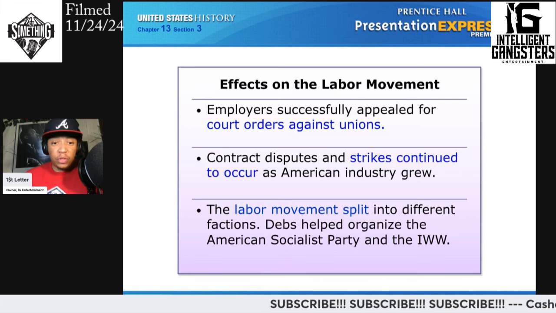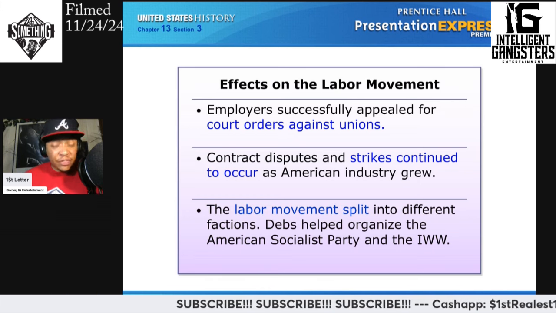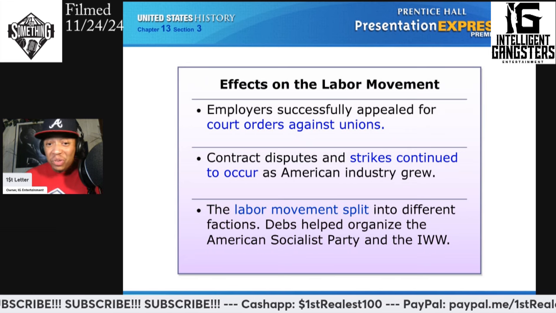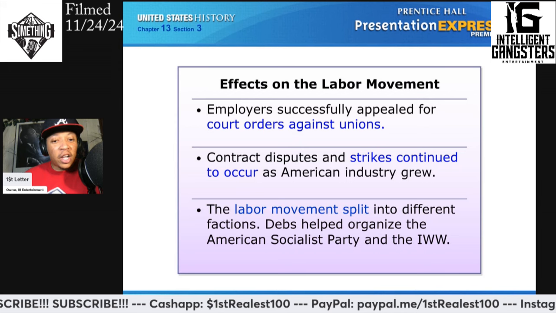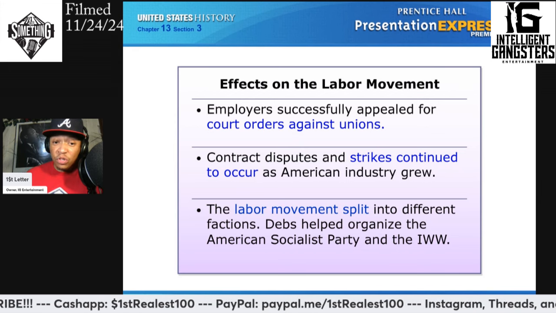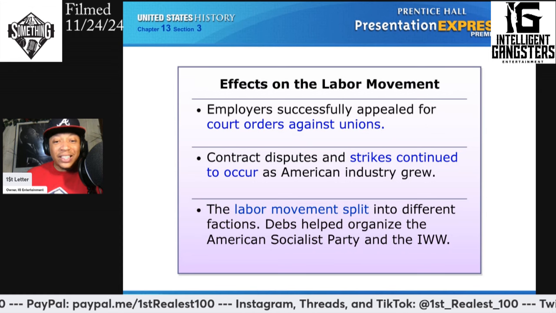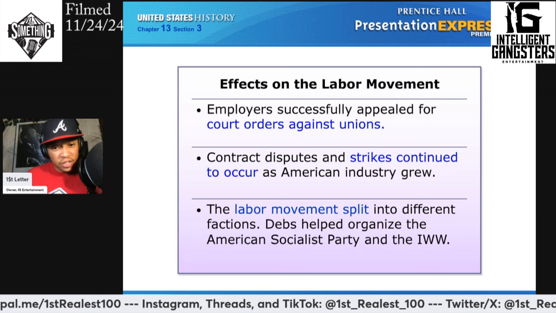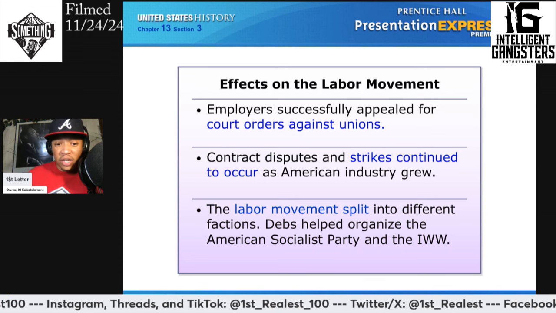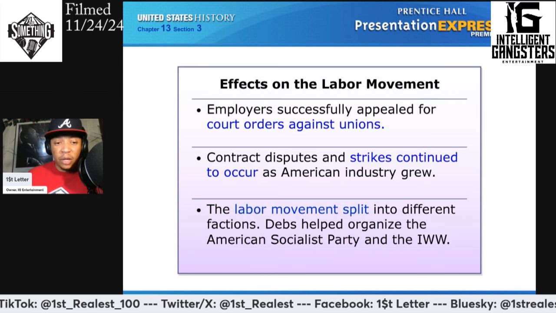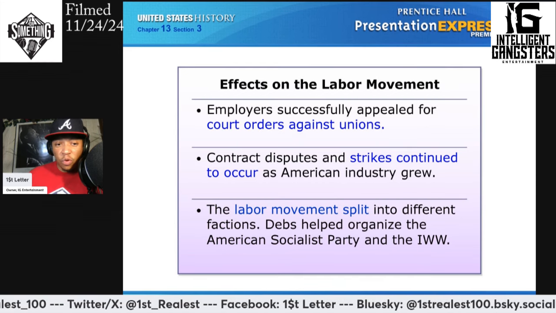Effects on the labor movement. Employers successfully appealed for court orders against unions. Contract disputes and strikes continued to occur as American industry grew. The labor movement split into different factions. Debs helped organize the American Socialist Party and the IWW, which is the Industrial Workers of the World.